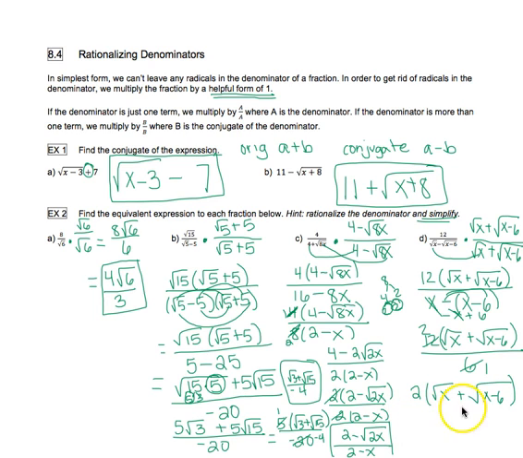In most cases, we would leave it like this in factored form, but you could technically distribute the 2 and that would also be correct, but we don't really need to. This is good enough as far as our simplifying.